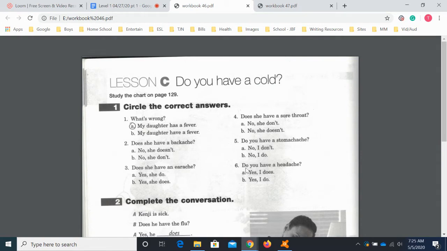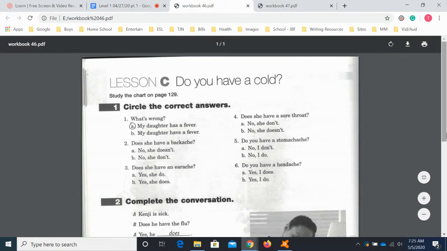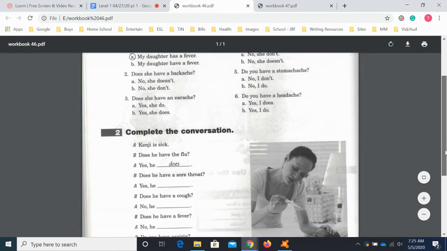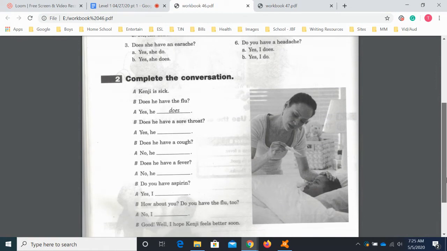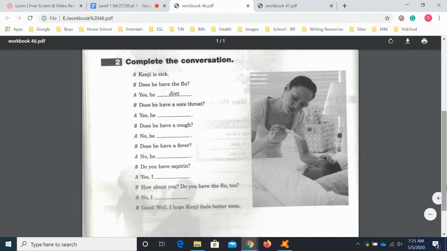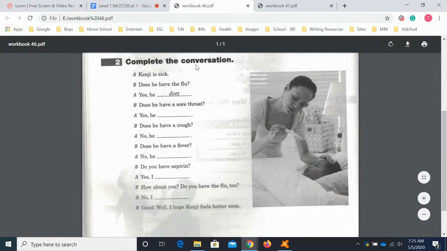Number 6, do you have a headache? Yes, I does, or yes, I do. The correct answer is B, yes, I do. Okay, let's move on to exercise 2. Complete the conversation.